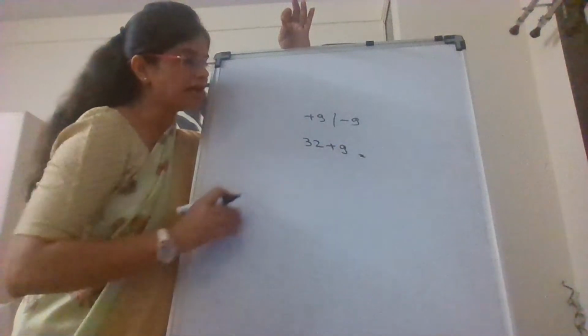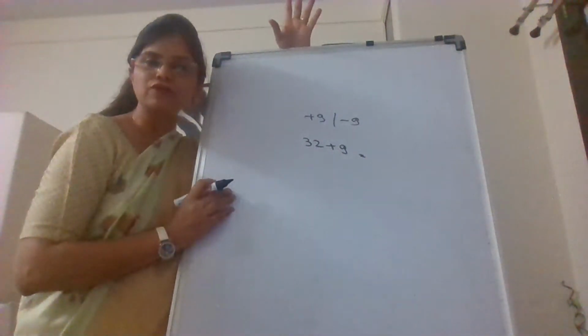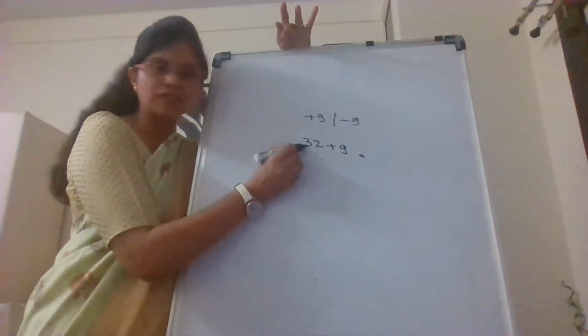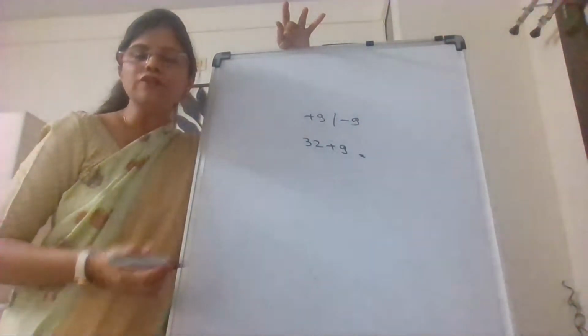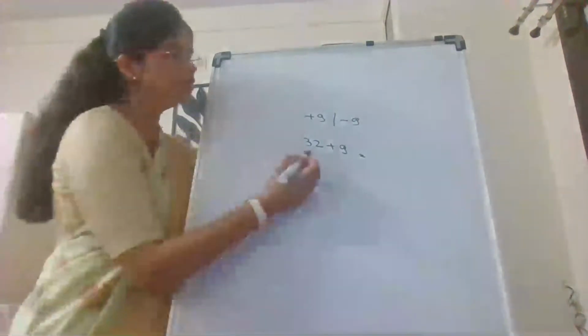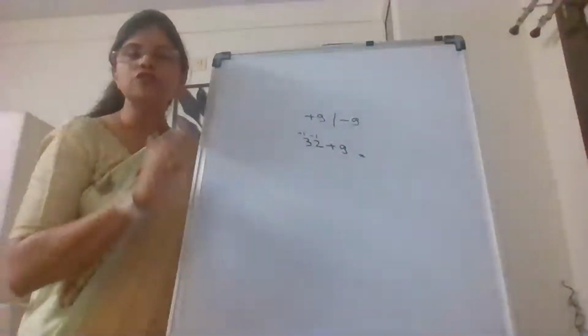But in Vedic Maths, this is very simple to do. This is 3 and this is 2. What you have to do is just write the successor of this number and the predecessor of this number. Many of you don't know the meaning of successor and predecessor, so let me introduce you. Successor means plus 1 and predecessor is minus 1.